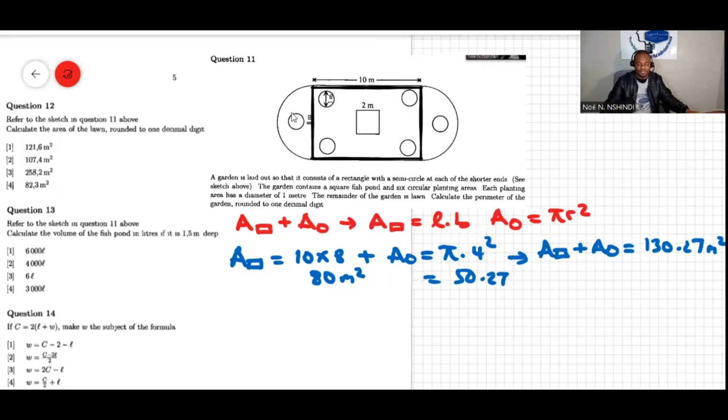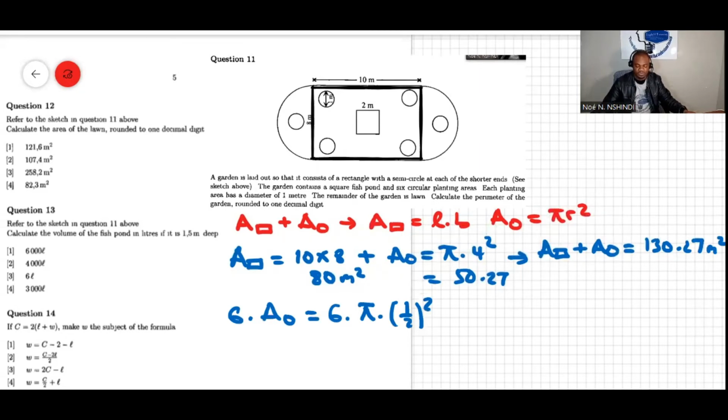Now we have these circles. Okay, in question 11 it says that the garden contains a square fish pond and 6 circular painting areas. Each painting area has a diameter of 1 meter. So if the diameter is 1 meter, meaning the radius is a half meter. So we're going to work out 6 times the area of the circle. It's going to be 6 times, because there's 6 of them, so 6 times pi times a half to the power of 2.